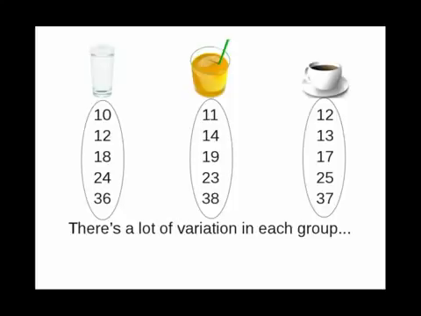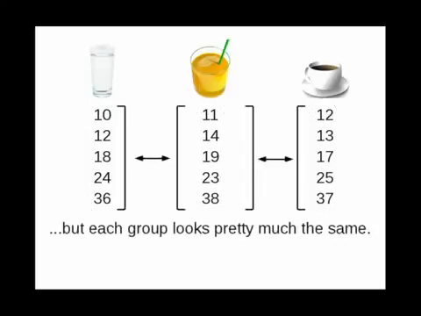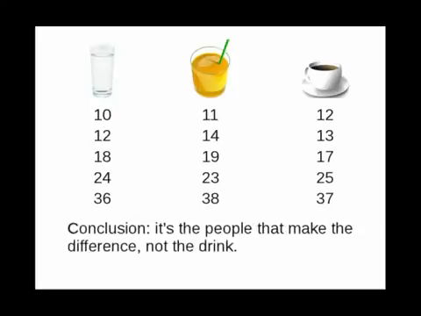Look at this set of scores. They've been sorted into order to make it easier to see the patterns. You can see that there's a lot of variation within each group. Some people are faster and some are much slower. But all the groups look pretty much alike. There's not much variation between the groups. In this case, you'd say that most of the difference is due to the people, and the drink didn't make much of a difference. You would accept the null hypothesis that the type of drink doesn't have any effect on reaction time.